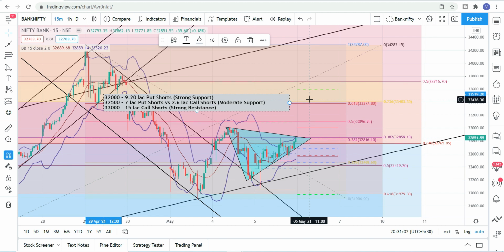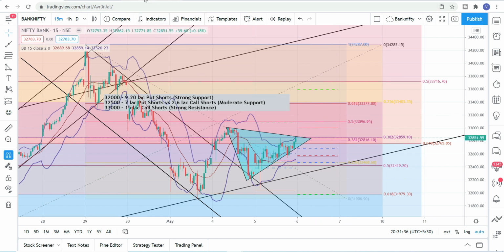So as soon as it breaks out the level of 33,000 tomorrow, you can expect the immediate target of 33,500 to be achieved, based on short covering getting triggered at 33,275. Although we are quite near to the 33,000 level, just around 150 or 200 points away from the closing range, which is quite possible. So that's the setup for tomorrow for Bank Nifty.